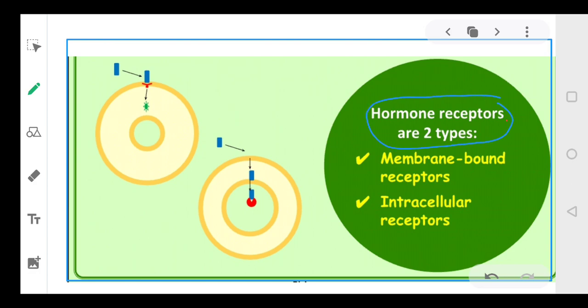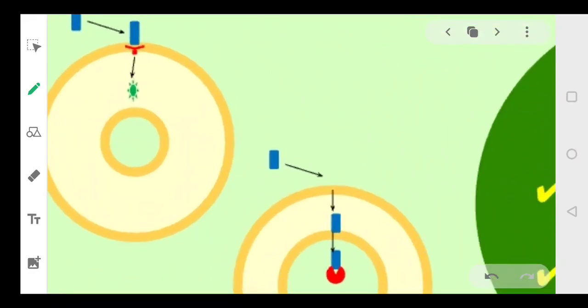Now coming to the hormone receptors. Basically we can categorize the hormone receptors into 2 types. First is membrane bound receptors and second is intracellular receptors. Now let's understand this. First of all, just look into the first diagram. This red portion is your receptor. The receptors which are present on the surface of the cell are called cell surface receptors. So this is your cell surface receptor.